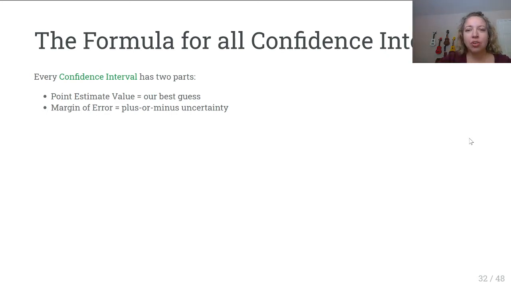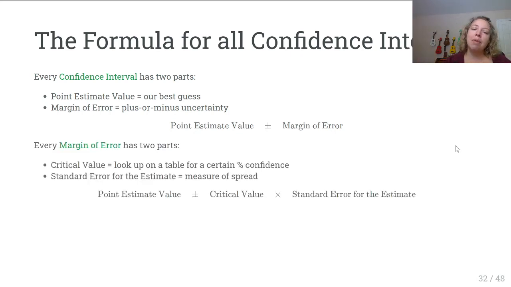So there's a general format for all confidence intervals. We always start with the point estimate, our best guess, and then we add or subtract some margin of error, that is our plus or minus, how uncertain or how certain we are. And so it's always the point estimate plus or minus our margin of error. Every margin of error has two parts to it as well. It's dependent on our critical value and the standard error for whatever we're measuring.